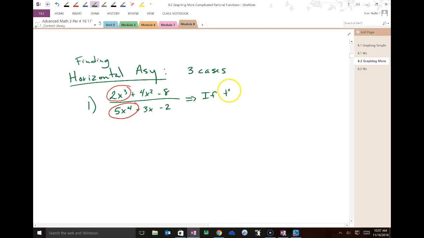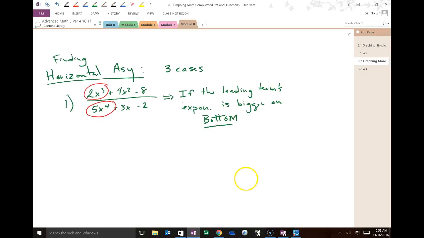So to state this in words, if the leading exponent is bigger on the bottom, then we will always have the same horizontal asymptote, and it will always be at zero.